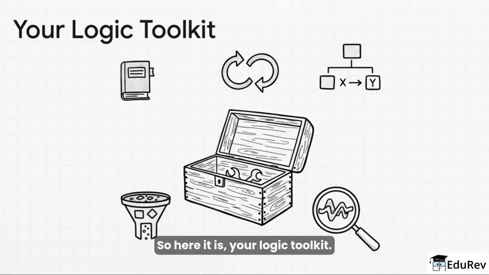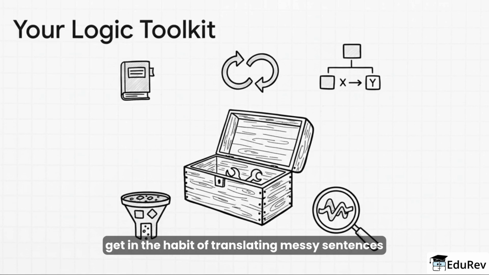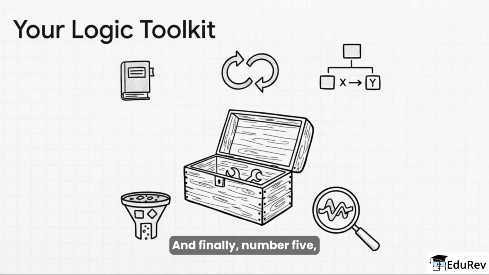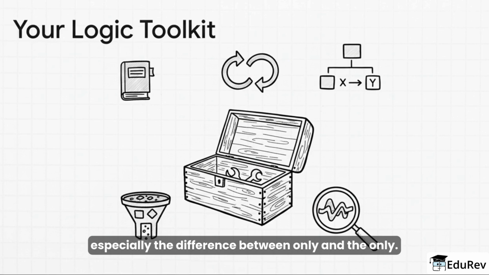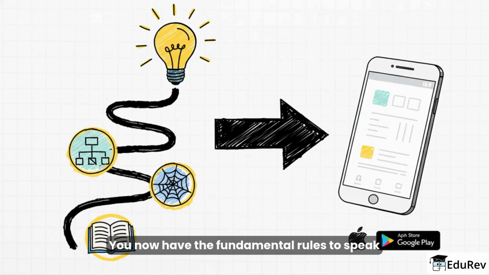So here it is, your logic toolkit. This is your master plan. Number 1, know your vocabulary, the precise meaning of words like all, some, and only. Number 2, get in the habit of translating messy sentences into that clean if X then Y grammar. 3, master that contrapositive power move. Remember, you have to reverse and negate. 4, never forget that the contrapositive only works for absolute categorical statements. And finally, number 5, keep your eyes peeled for those tricky phrases, especially the difference between only and the only. This is your blueprint. You now have the fundamental rules to speak the language of logic.